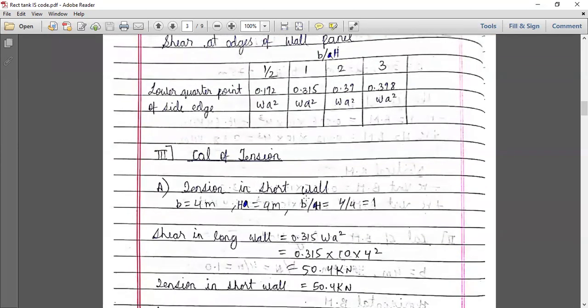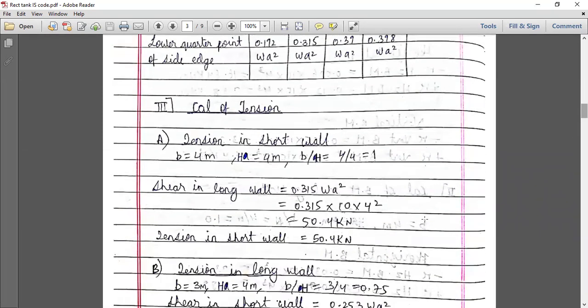So first, tension in the short wall. So again, B is 4. ठीक है, तो रिमेंबर मैंने लास्ट टाइम बताया था, जब व्हेन यू फाइंड आउट द टेंशन इन शॉर्ट वॉल, तो लॉन्ग वॉल का डायमेंशन कंसिडर करना पड़ेगा. ठीक है, सो दिस वी हैव डन इन द प्रीवियस प्रॉब्लम. So this will become, B will become 4, H is 4, so B by H is 1. So shear in the long wall is given by this. ठीक है, तो ये B by H कितना है, 1. So for 1 it is 0.315 WA square. A is nothing but the H. So tension in the short wall.